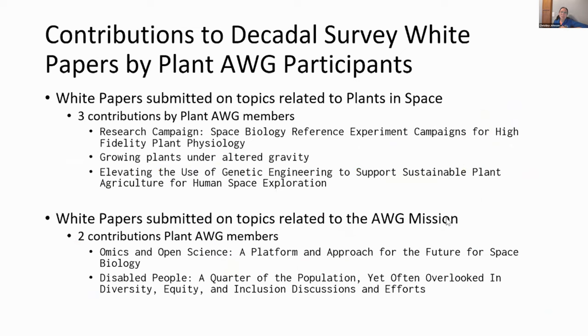We also worked on the white papers and submitted a bunch of them. We worked together on one, Space Biology Reference Experiment Campaigns for High Fidelity Plant Physiology. And then we also had a lot of contributions by AWG members. Three of these papers were contributed by AWG members and were related to plants in space. And then there were two white papers submitted on topics related to the AWG mission that Plant AWG members participated with. These were Omics and Open Science, a platform and approach for the future of space biology, and also one about including the disabled population with inclusion efforts.